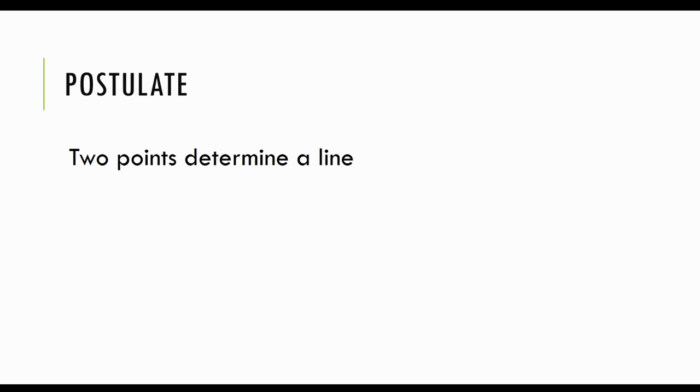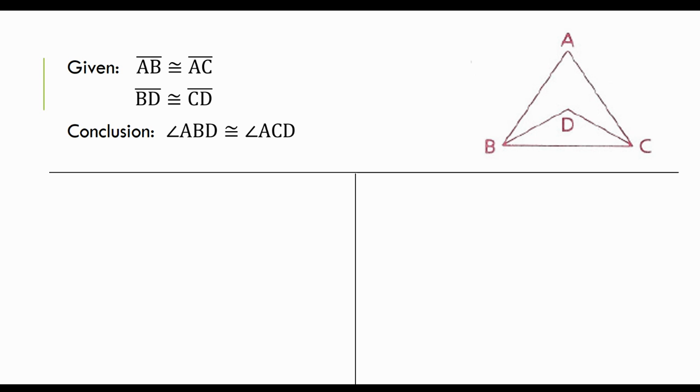All right, we have a postulate. A postulate, remember, is an unproved assumption. So our postulate is that 2 points determine a line. Hopefully that makes sense. If I have 1 point, another point, if I connect them, they're going to form a line. So we're going to use that information in this proof right here. So I would suggest that you sketch the picture.